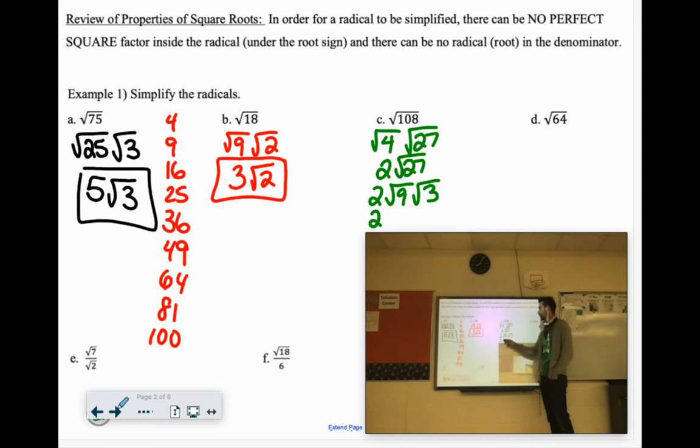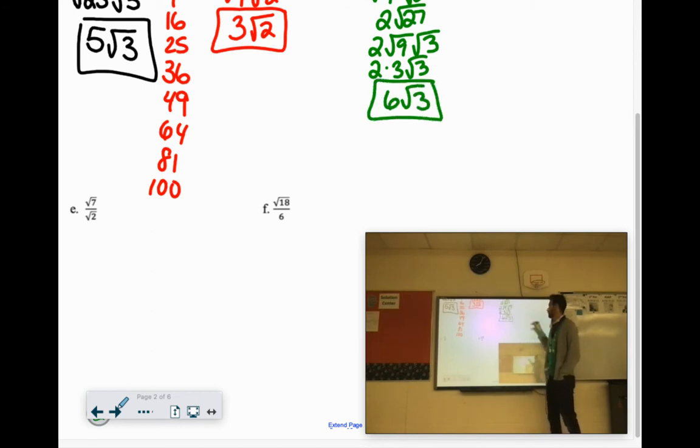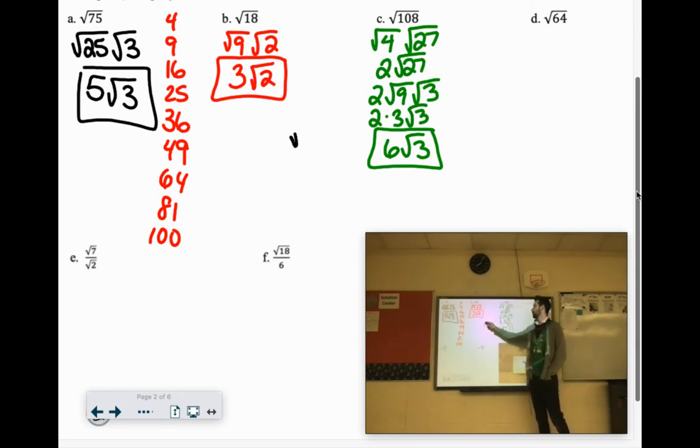So we need to multiply it by the 2 that was out there. Let me move down here. So 2 times 3 root 3 would come out to 6 root 3. So this would be your final answer because there are no more perfect squares in 3. Now you may have recognized earlier that 108 is 36 times 3. And 36 is a perfect square. Square root of 36 is 6. So you can get to 6 root 3 much faster if you can identify the larger perfect square.